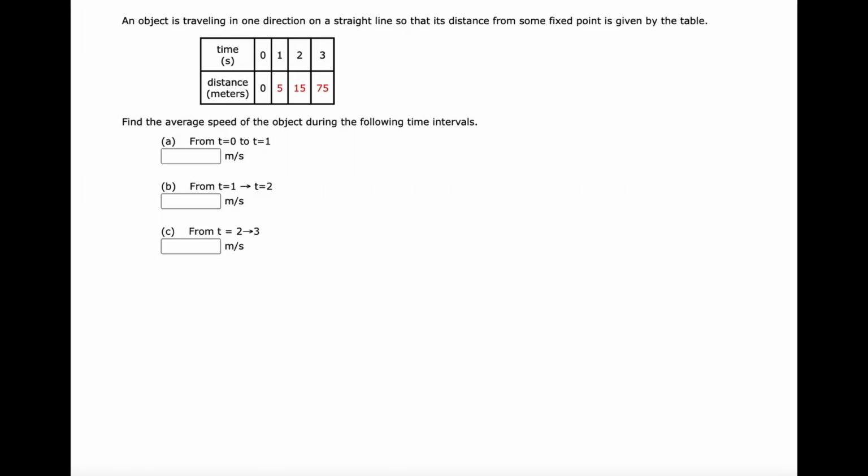An object is traveling in one direction on a straight line. Its distance from some fixed point is given by the table. If we were to draw this situation, we could create an x-axis to show where our object is located at different times. So if I make the 0 of the axis this point, then that would be the start of the motion. So I'm talking about at time 0, the object is located at a position of 0.